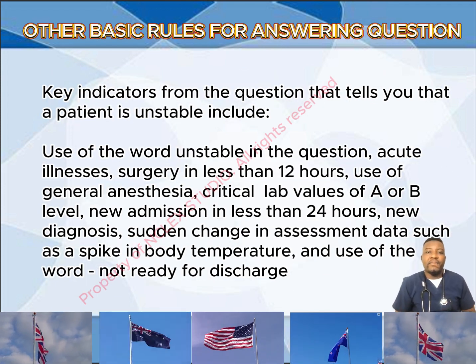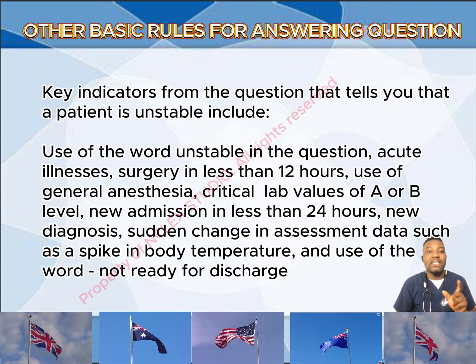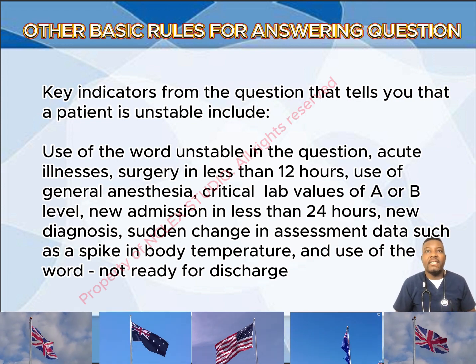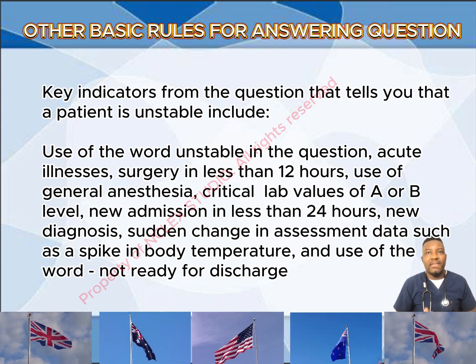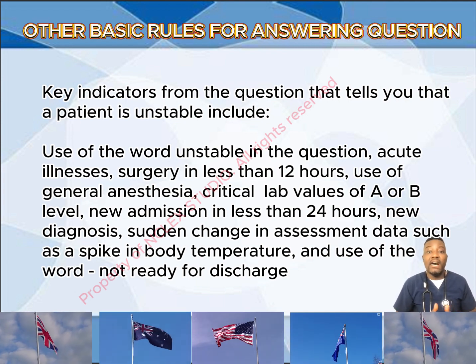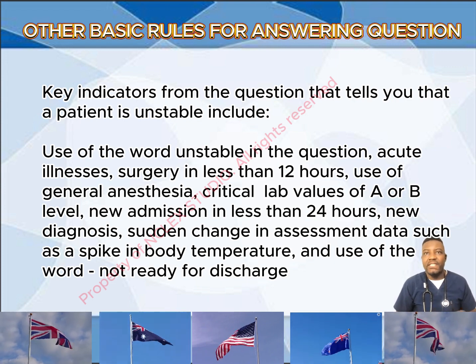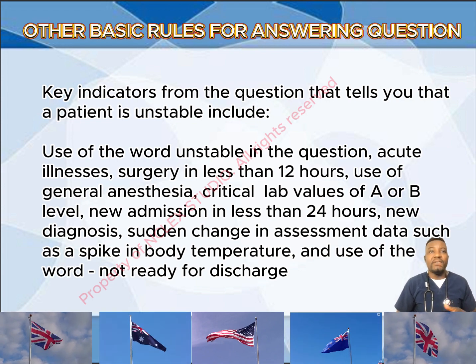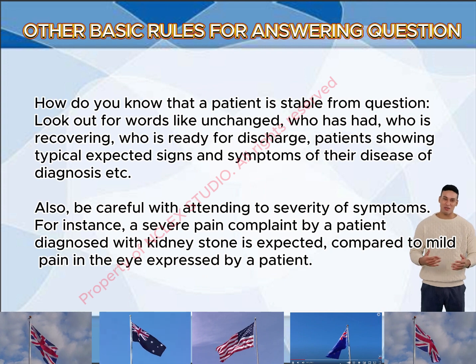The key indicators from the question that will tell you that a patient is unstable include the use of the word unstable. I don't want you to argue here. Acute illnesses, surgeries in less than 12 hours, the use of general anesthesia, critical lab values, new admission less than 24 hours, a new diagnosis, a sudden change in assessment data such as a spike in body temperature, and the use of the words not ready for discharge. I will remember this.